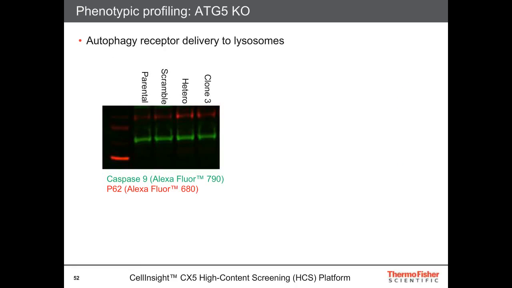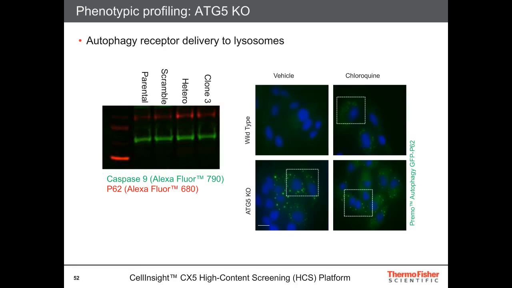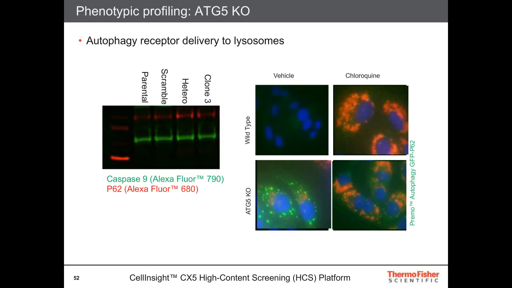We can blot and show that there are indeed increased levels of P62 within these cells. However, these puncta aren't getting into the lysosome because in live cells, using our Premo autophagy GFP-P62, we see that they don't overlap with the lysosomal marker, LysoTracker Deep Red. In chloroquine-treated wild-type cells, those P62 puncta do overlap with LysoTracker Deep Red, showing that they've been correctly trafficked to the lysosome. They just can't then be degraded. However, in the ATG5 knockout, those puncta do not co-localize with the lysosome, indicating that they're accumulating within the cytoplasm, which would be consistent with the elevated levels of P62 in these knockout cells.